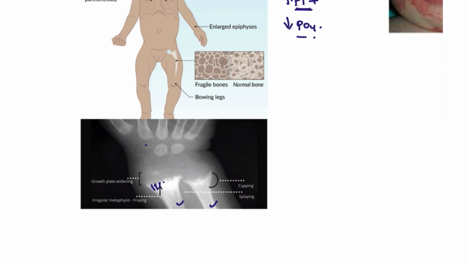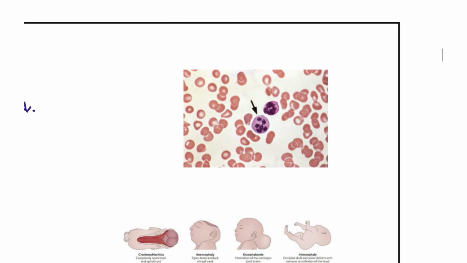There is a fraying, there is a cupping, there is a splaying. This is what you are going to see in this patient. And the therapy that you are going to give here is the STOSS therapy. At least 2 to 4 lakh units of vitamin D can be given in these patients.